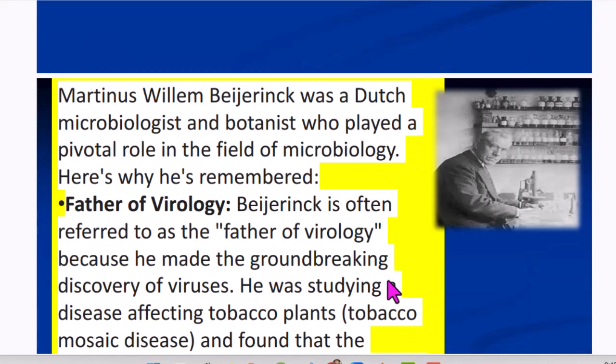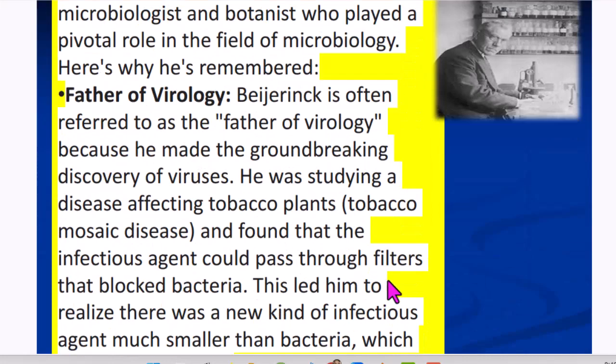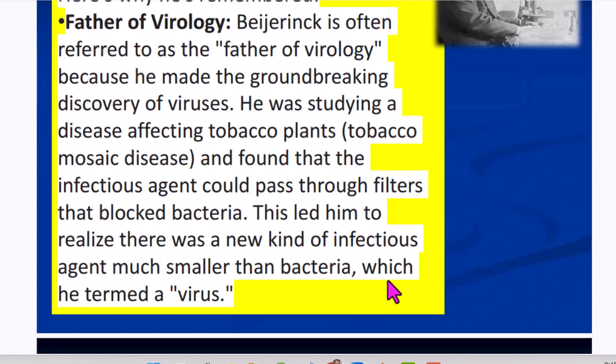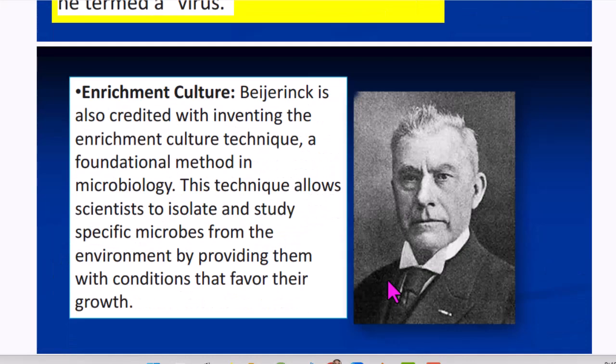Martinus Willem Beijerinck was a Dutch microbiologist and botanist, as we mentioned, who played a vital role in the field of microbiology. Father of virology, he was studying a disease affecting tobacco plants, tobacco mosaic disease, and found that the infectious agent could pass through a filter that blocked bacteria. This led him to realize there was a new kind of infectious agent, smaller than bacteria, which is termed a virus.